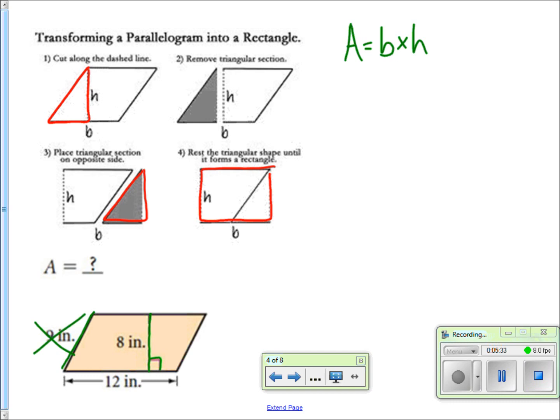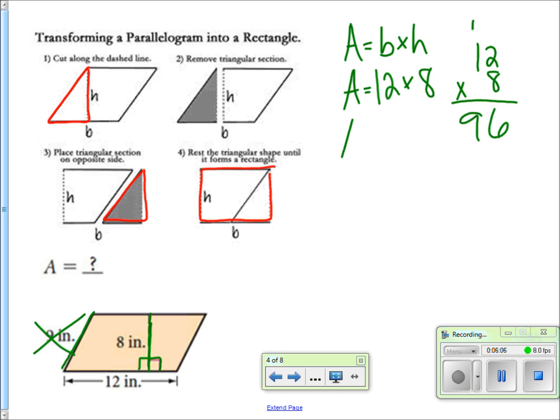The height must be perpendicular to the base, meaning it forms a perfect right angle that is 90 degrees. So the 2 numbers we multiply and insert into our formula are the base, which is 12, and the height, which is 8. So area equals 12 times 8. If we need to, we can come over to a blank spot on our page and multiply 12 times 8. If we do not know that multiplication fact, 2 times 8 is 16. 8 times 1 is 8, plus 1 is 9. So the area of the parallelogram is 96 inches squared.